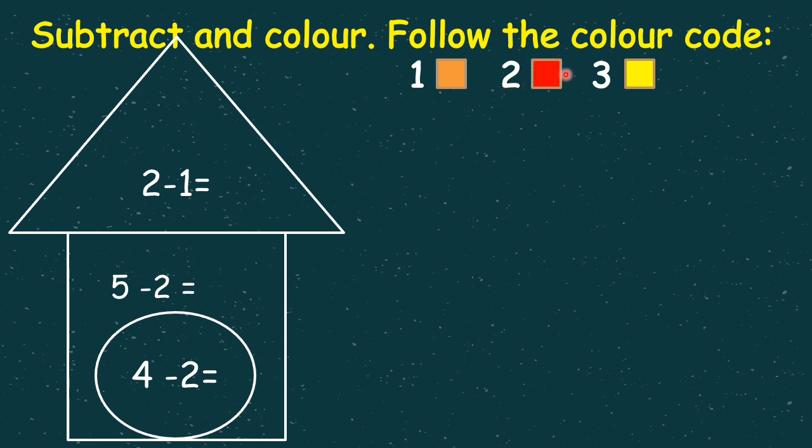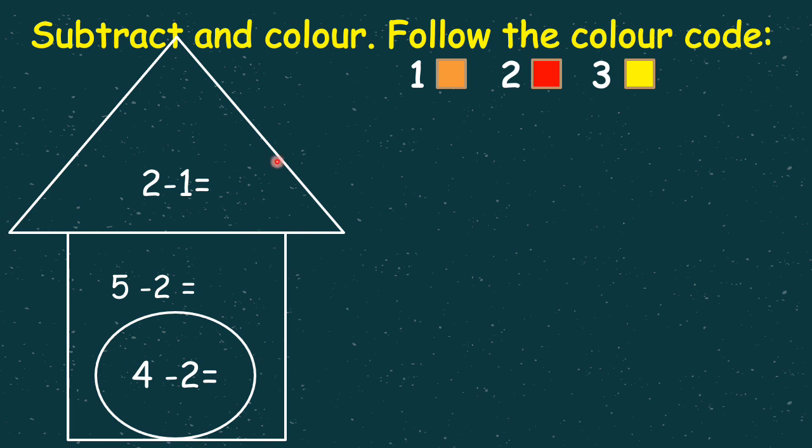And also you see there's number 1, adjacent to it is orange. Number 2, adjacent to it is a box with red. And number 3 with yellow. So now what do you think we should be doing? As I said, you will be doing subtraction here and coloring as well. So first we will finish off the subtraction.